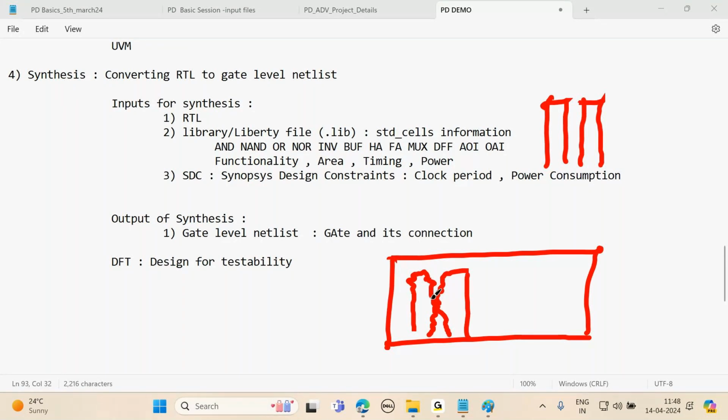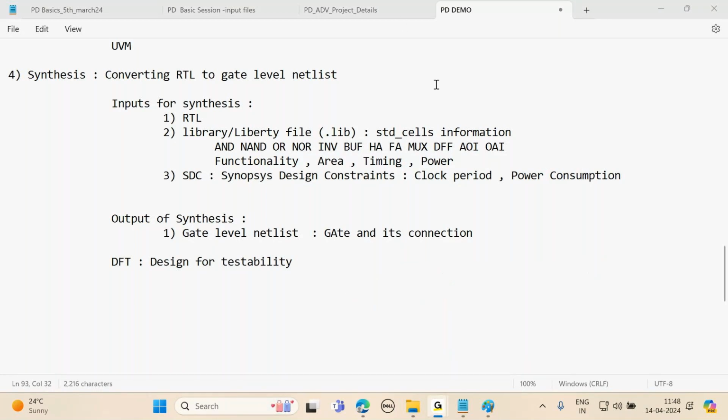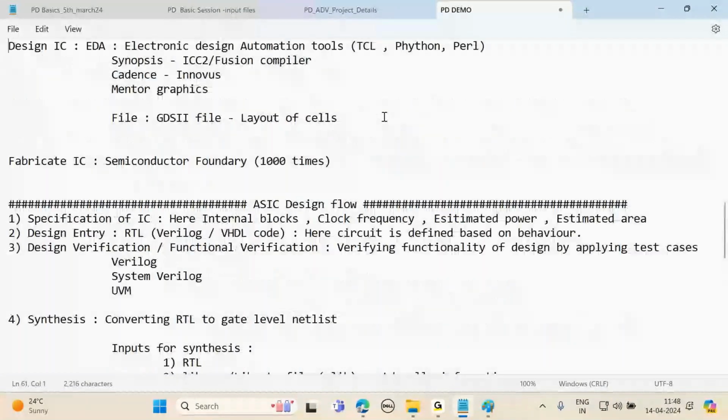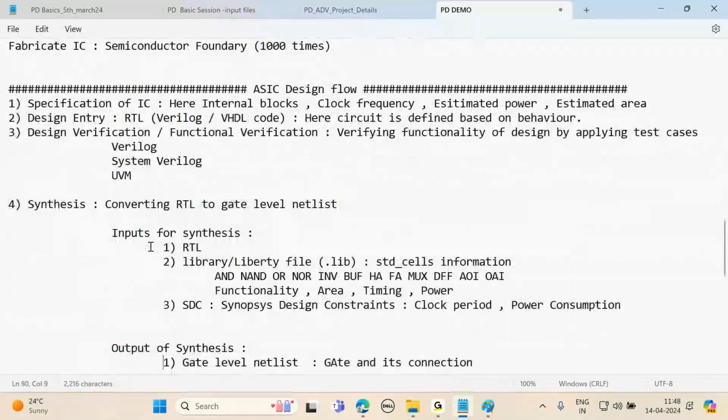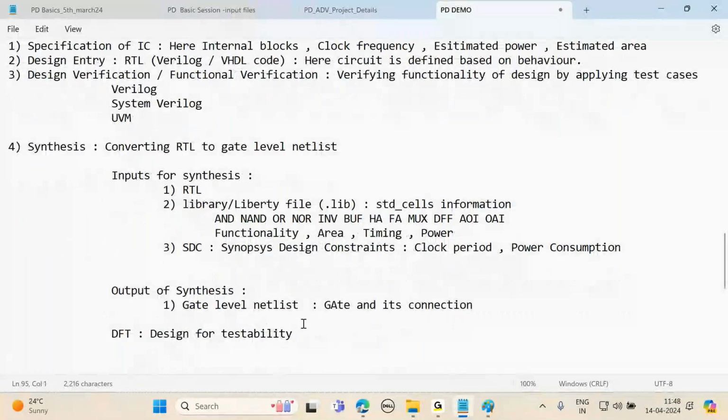So after fabricating, I cannot tell that my IC is working properly. I have to test my IC. How to test an IC? Apply some test input and verify the test output. Whatever test input you apply, whatever test output you get, it is compared to what? Functional verification. You do functional verification, right? If this result and this result are both the same, then your IC is working properly.